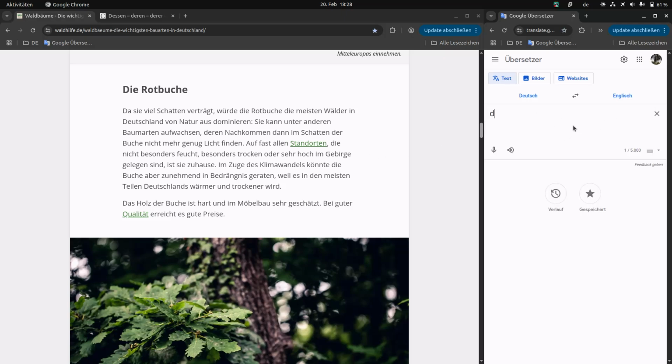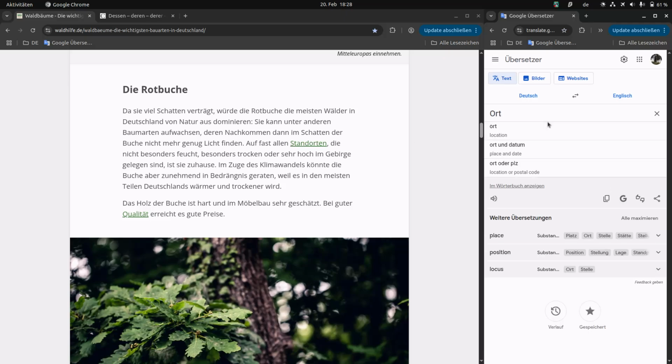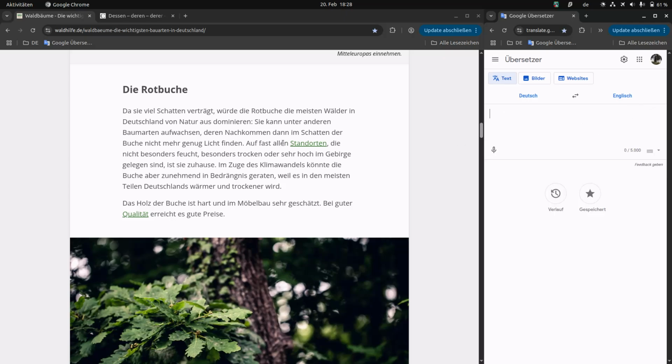Or the noun der Stand, which can either mean the stand in terms of getting food, or the stand in terms of someone standing, and this you call der Stand. And auf fast allen Standorten, Ort means location, place. So on almost all locations, or yeah, I think on in this case, but it can also be translated differently.